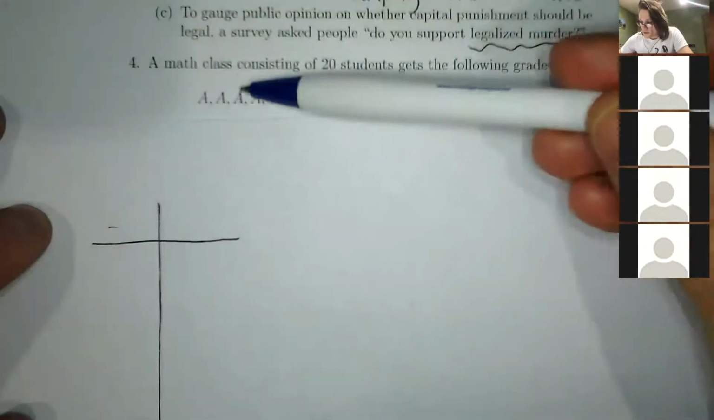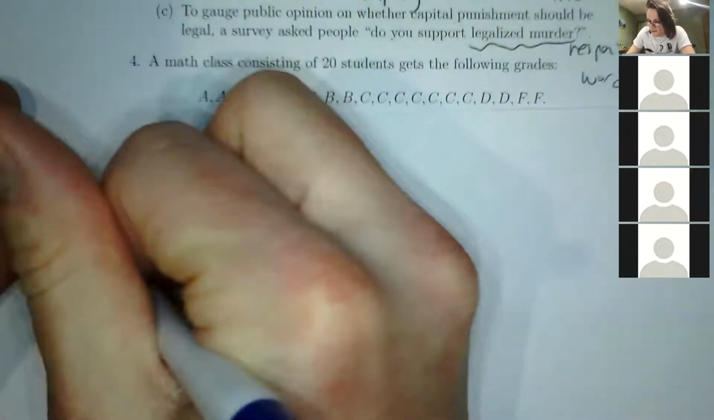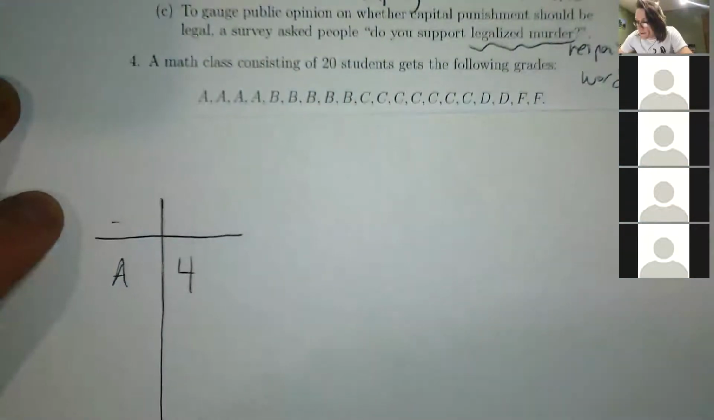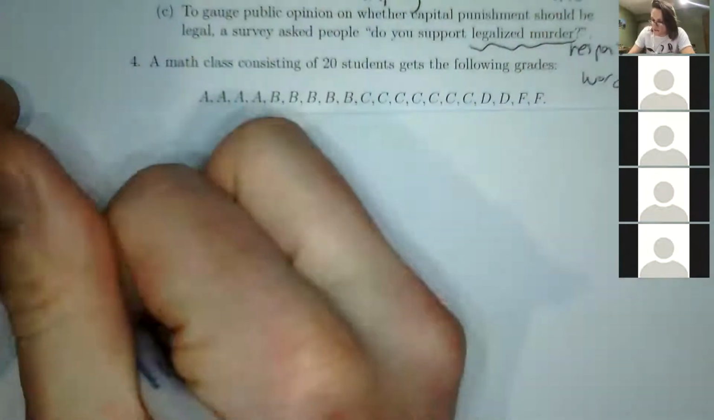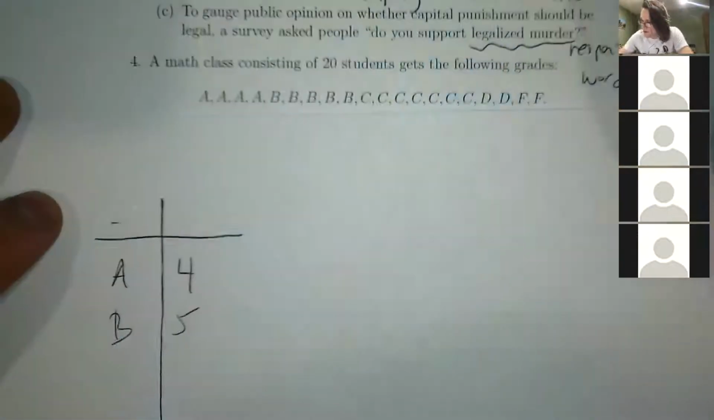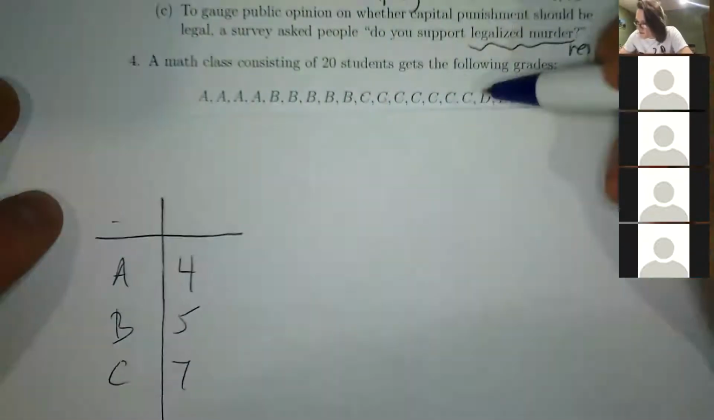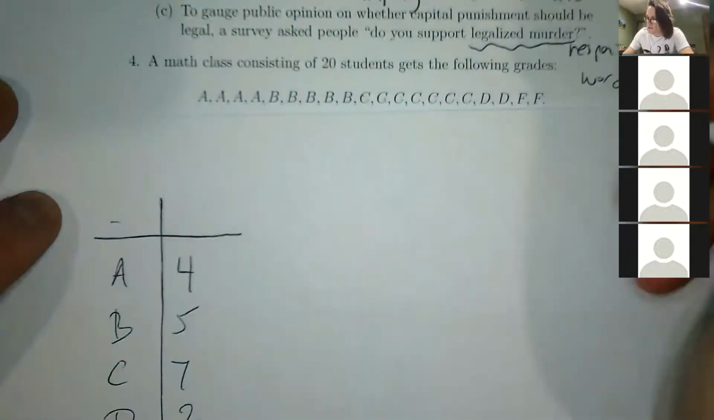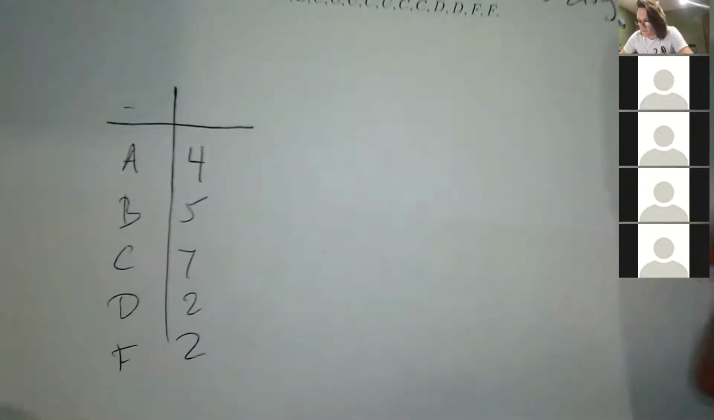So 1, 2, 3, 4. Oh yeah, and they're in order. So just 4 A's. B's: 1, 2, 3, 4, 5. 5 B's. 1, 2, 3, 4, 5, 6, 7 C's. 2 D's. And 2 F's. All right, so I just tallied them up. You just count. Nothing crazy. And that's my frequency chart.